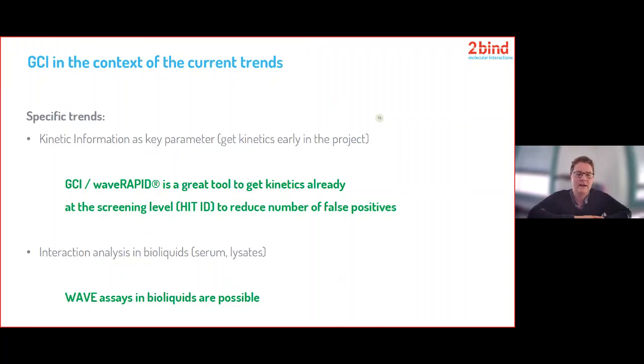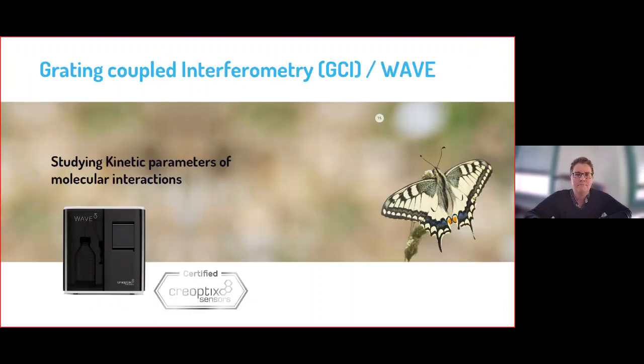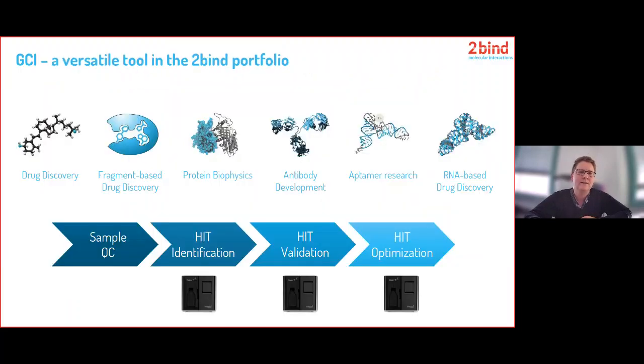And what I can also say is that we can use WAVE assays to study interactions in bioliquids. And this is also meeting the current trends. Thanks to Kaspar, I don't have to introduce that technology further. I think it's clear that we can analyze kinetic parameters, and we use that in every one of our research areas. So you can work with GCI for different questions that you might have. Important is also that we use that technology in different process steps: hit identification, HTS, but also hit validation and hit optimization. And we really like that fact that it's such a versatile tool.